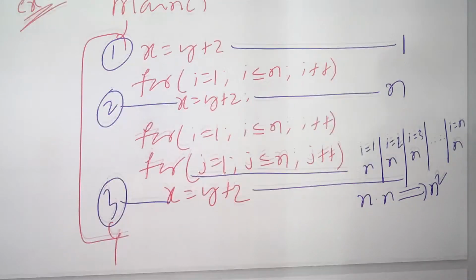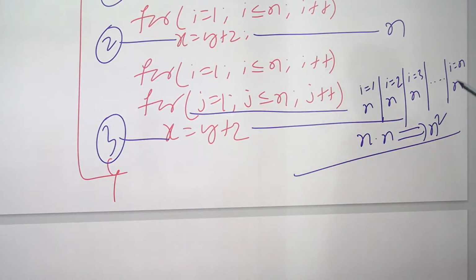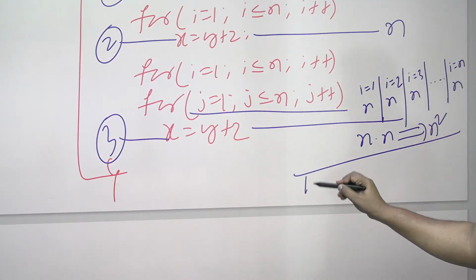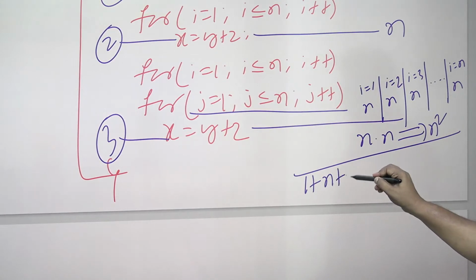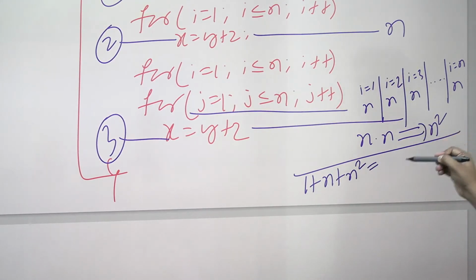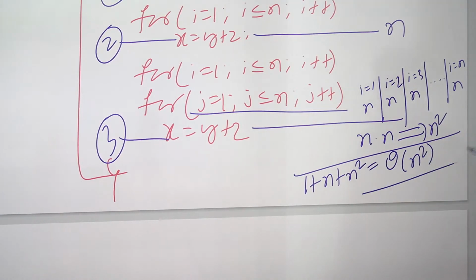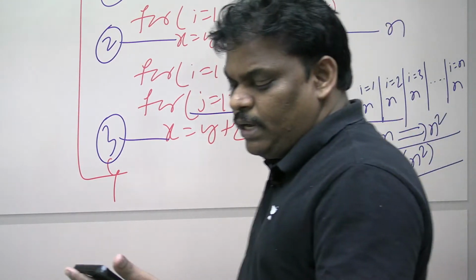So if you see the total, statement 1 will execute 1 time, statement 2 will execute n times, statement 3 will execute n square times. Out of all of them, the bigger is n square. Just write theta of the bigger.